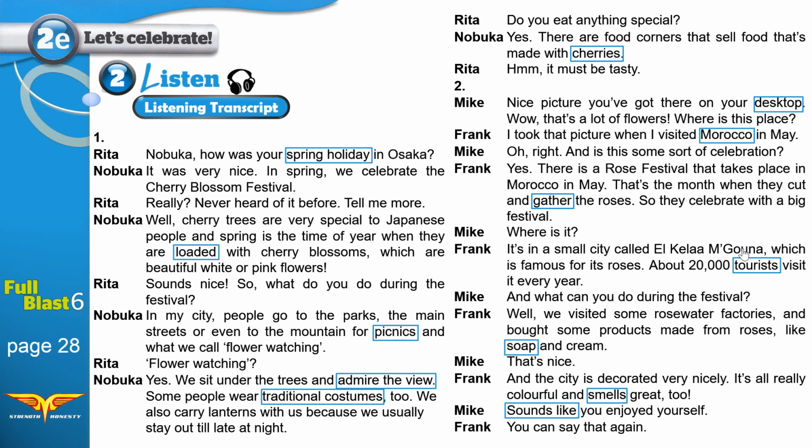The city has a lot of roses, about 20,000 tourists. Tourists are people who come from outside the city or outside this country to visit it and see it every year. And what can you do during the festival? Well, we visited some rosewater factories and bought some products made from roses. Things made from roses like soap. Soap is what you use to clean your hands after you finish eating. You use soap to wash your hands.